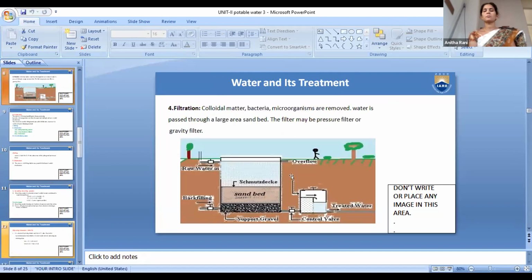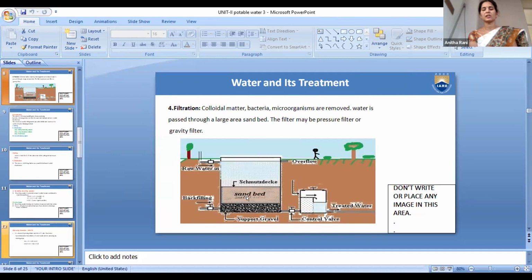So the fourth step is filtration. We have to go for filtration to remove some of the bacteria in water or any colloidal matter remaining in water, which we can remove by using a sand bed, sand filter. So here 3 layers will be there. The bottom layer is a gravel layer. We will arrange small stones. On the top of that, we will arrange a coarse sand layer, not like a stone. On the top of that, we will take a very fine sand layer.